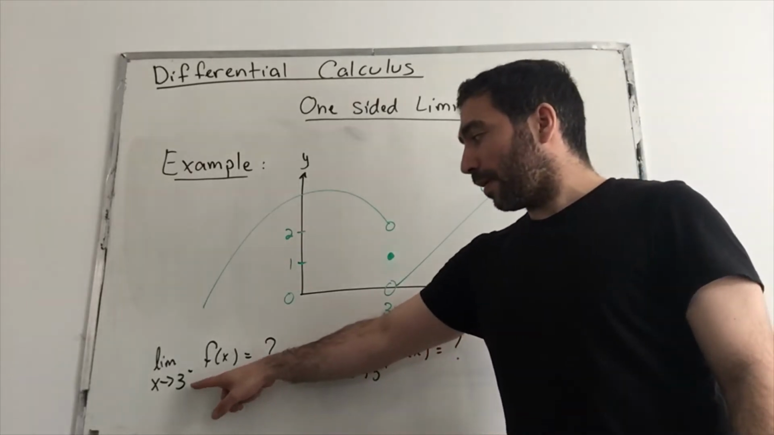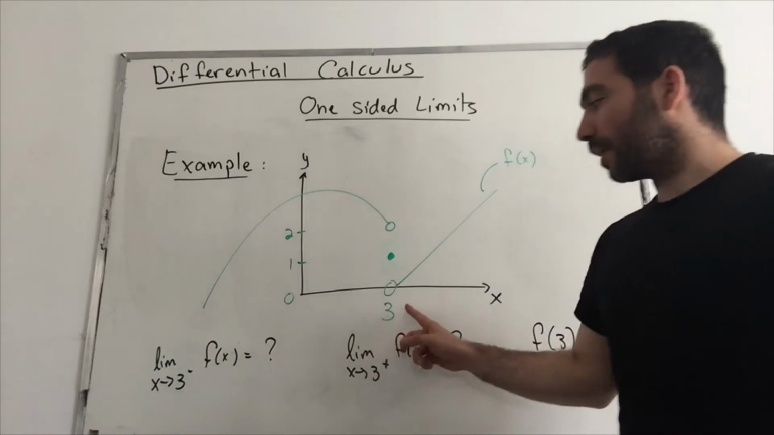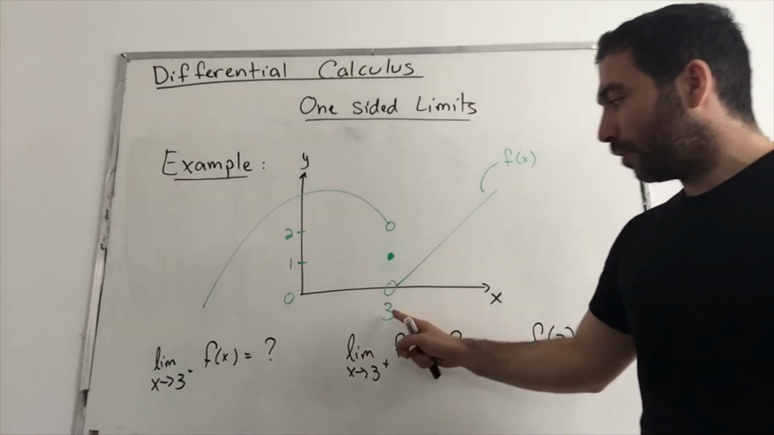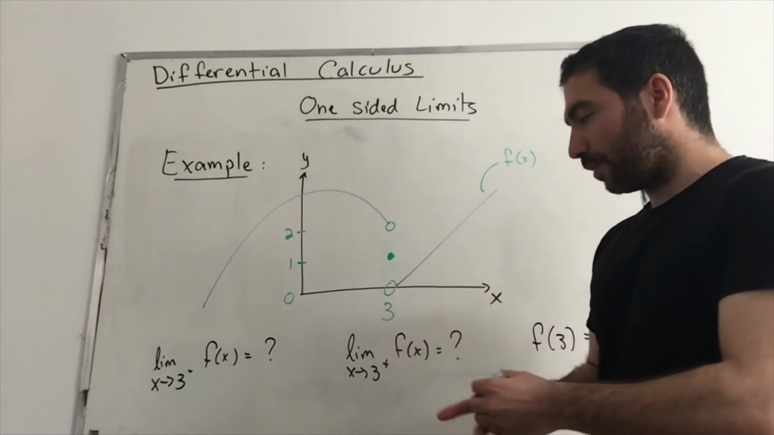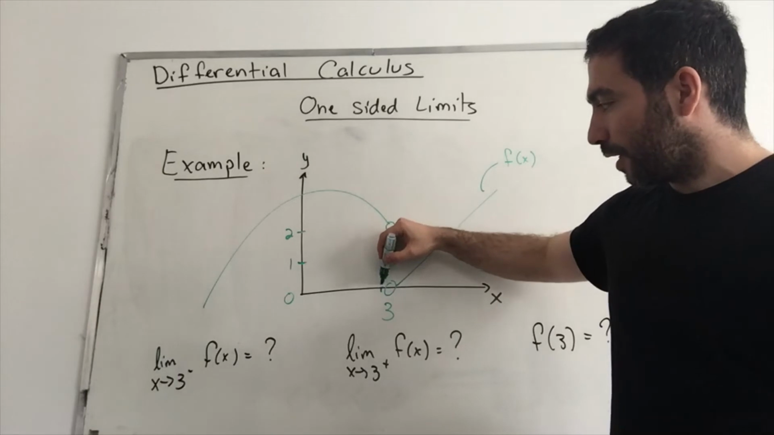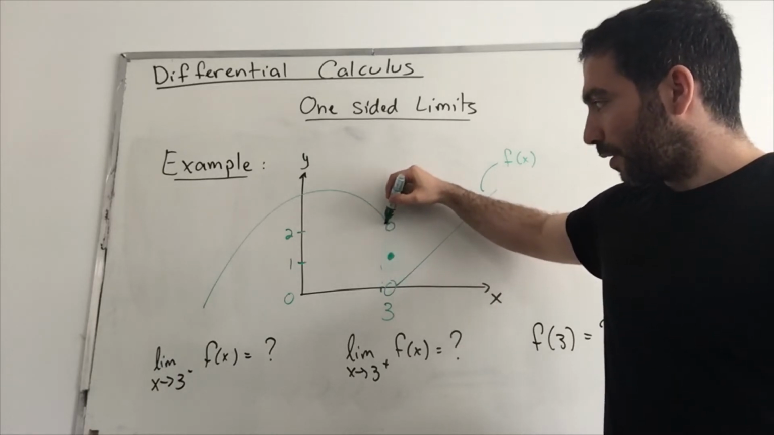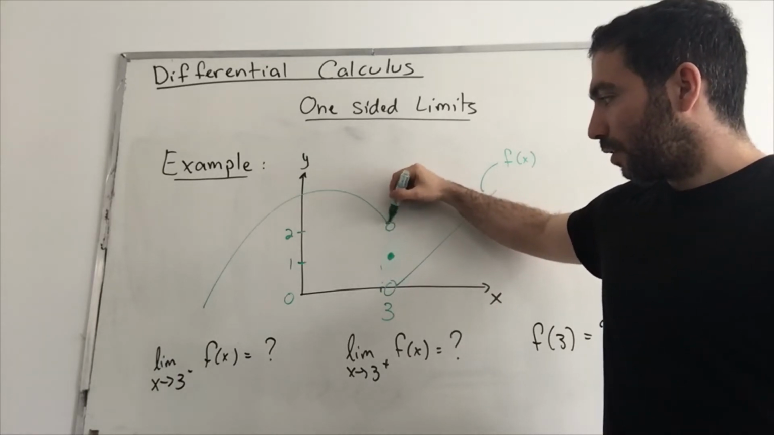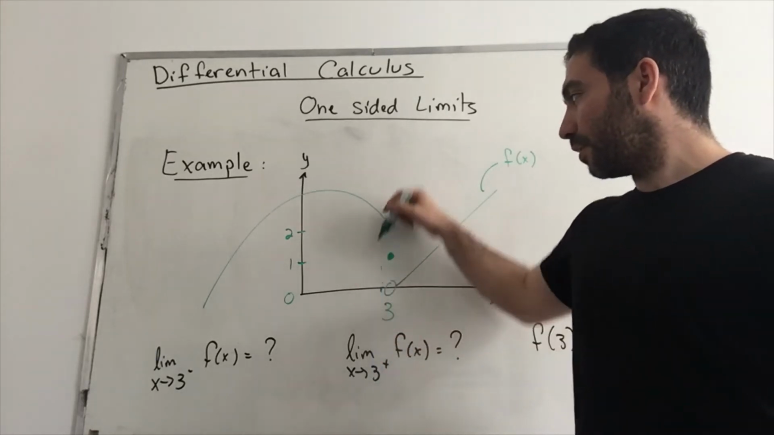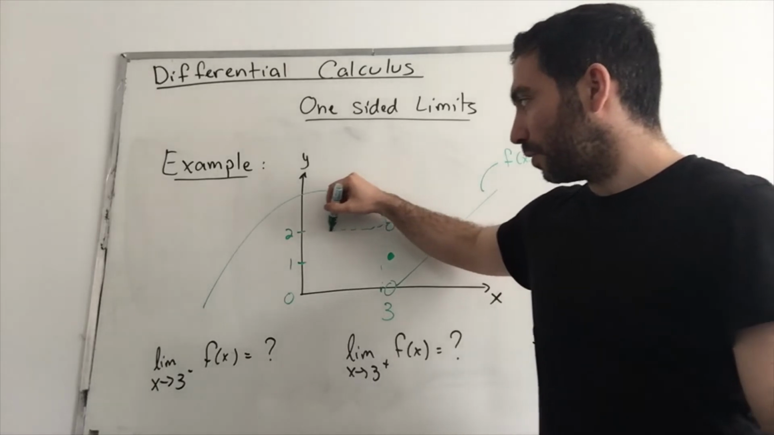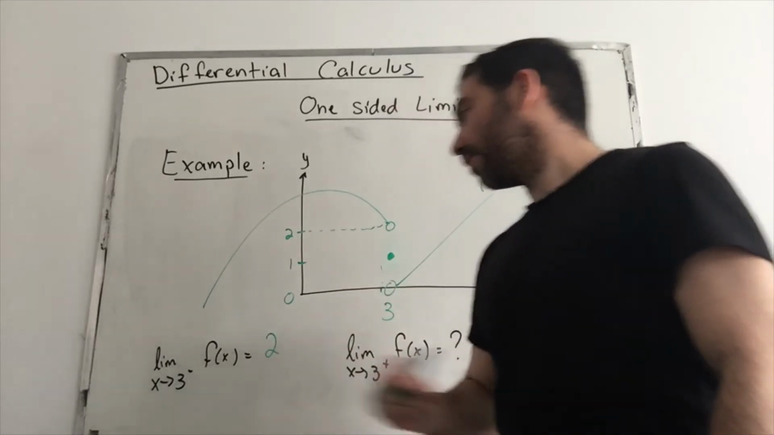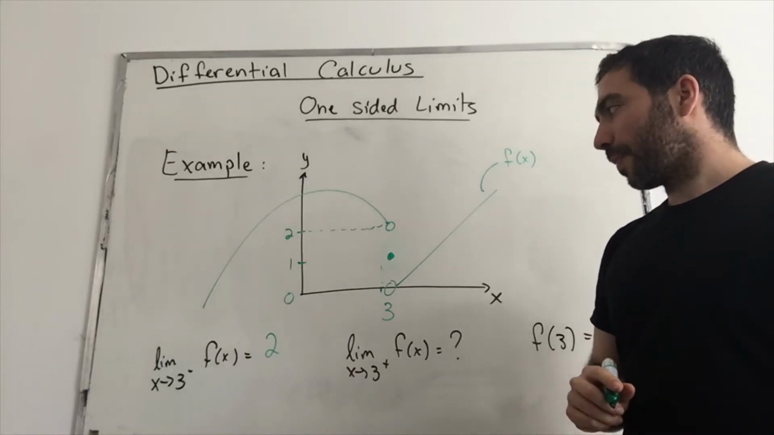So the limit as x approaches 3 from the left side, we're thinking of the value 2.99. If we go slightly to the left of 3, this value here is 3. You're thinking about here. The value you're hitting is up here. So the y value associated with 3 to the left, slightly to the left of it, is approaching a y value of 2. So the left-sided limit would be 2.